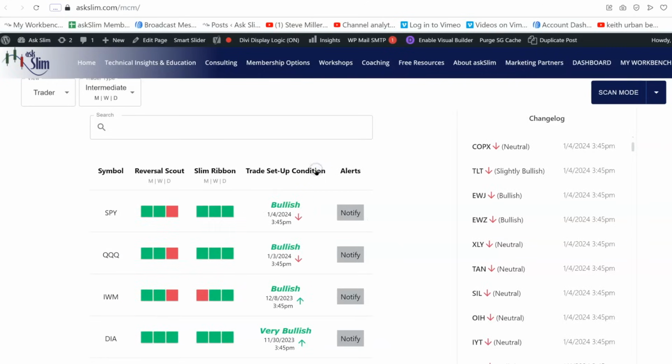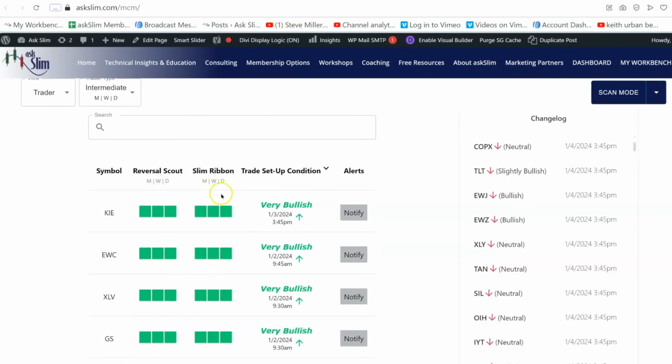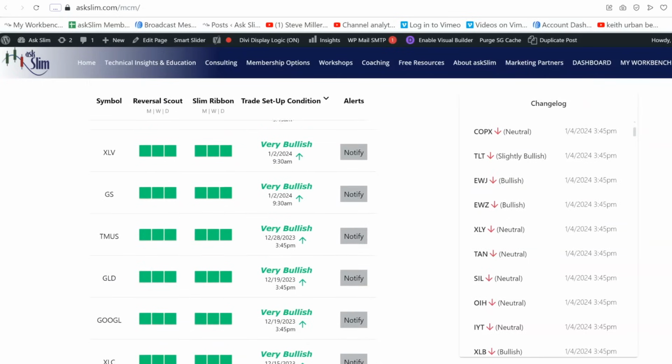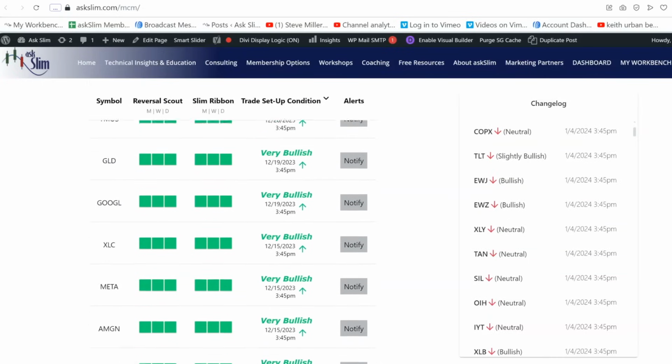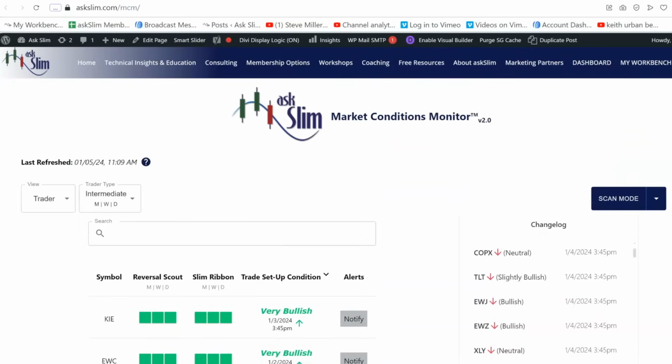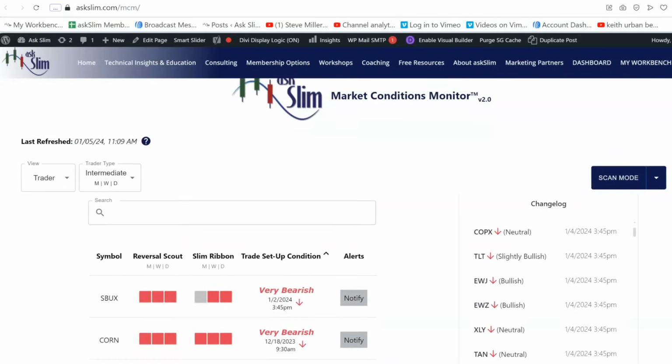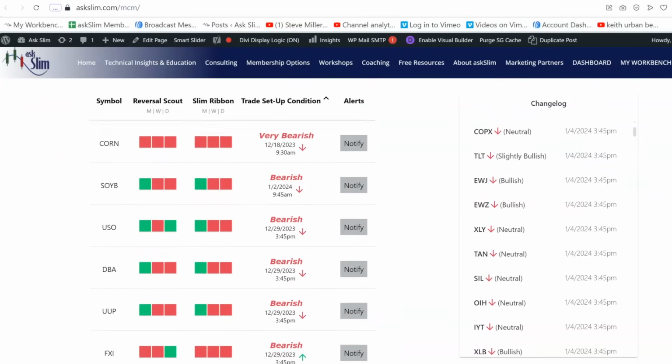And just the top 4 here that we're looking at: KIE, EWC, XLV, and Goldman Sachs is the only stock showing up there. And you could scroll down and see which of these stocks are still bullish in here, very bullish, all that great information. Or right over here, again, I'm looking only at intermediate right now. And the very bearish ones right in here.